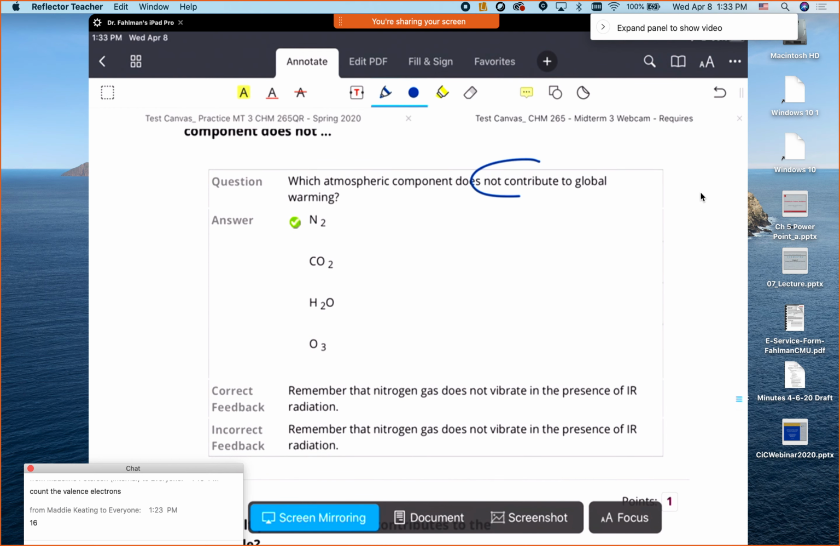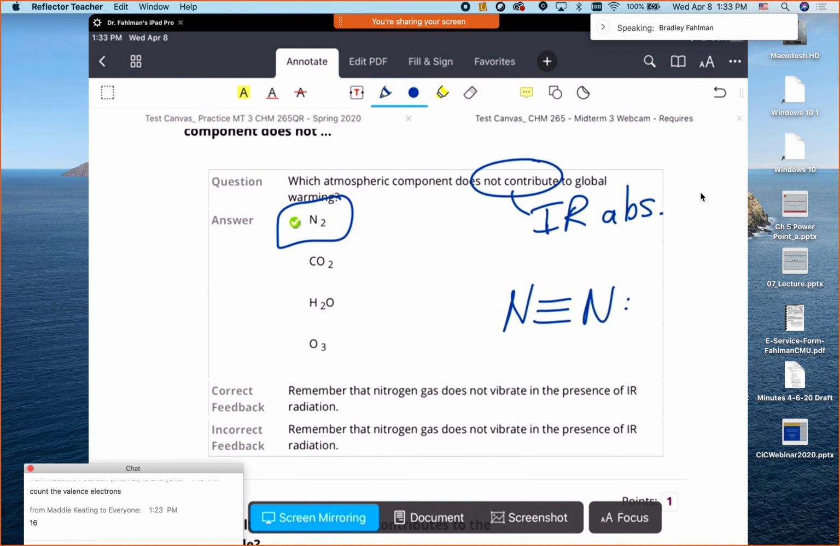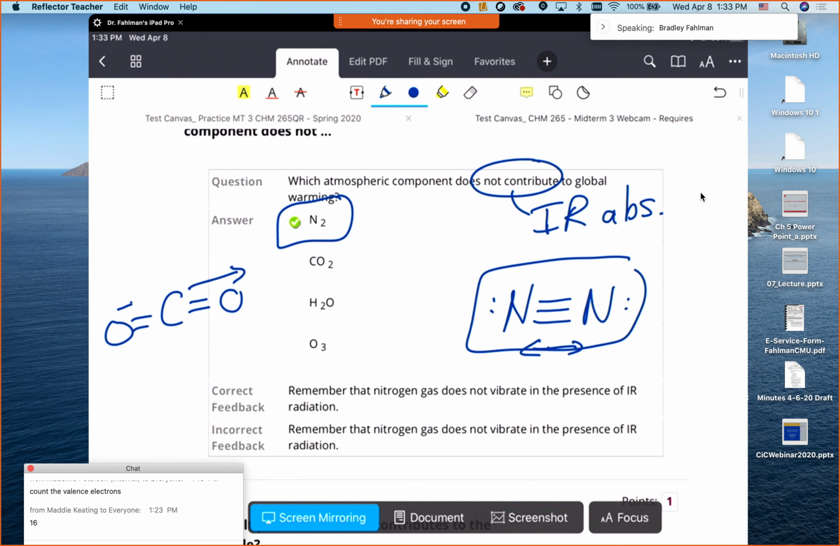Which does not contribute to global warming? It's nitrogen. Again, remember this is all about IR absorption. If you have nitrogen, which is this Lewis structure, there's no way that it can stretch or bend so that you change the charge distribution. Remember CO2 could stretch, whereas this is maybe going out, these are going in. That's the mode that will absorb IR radiation.